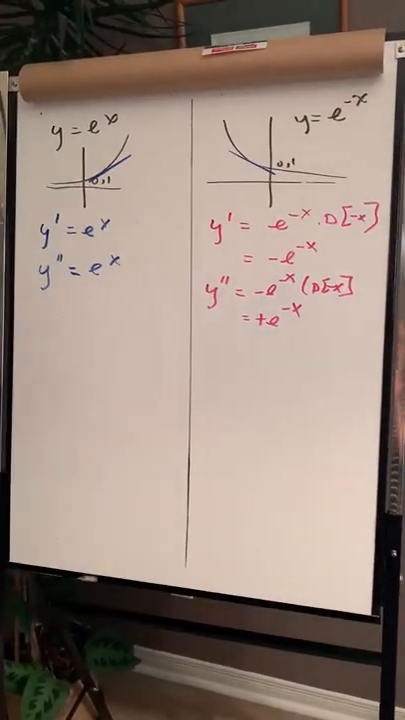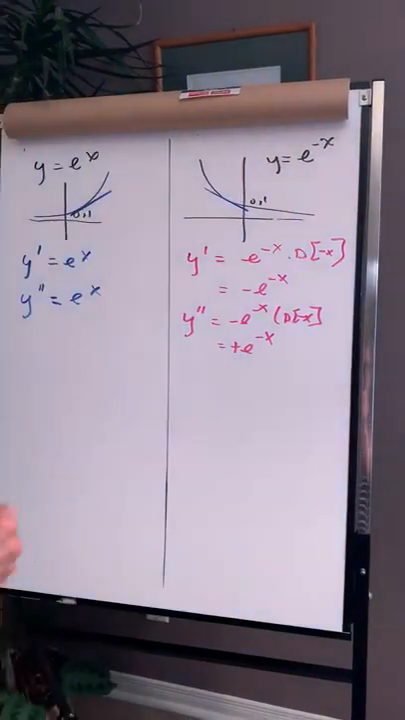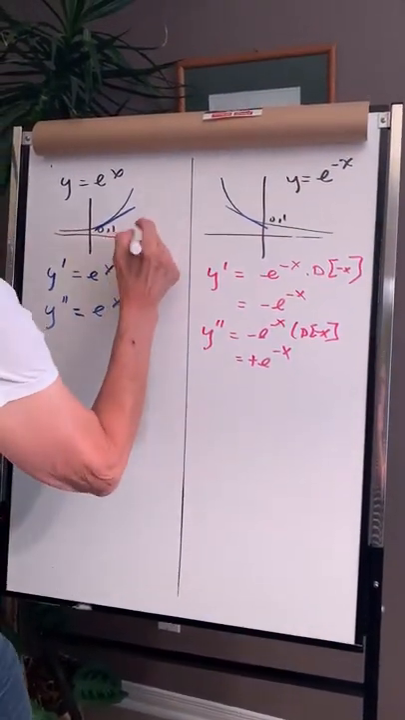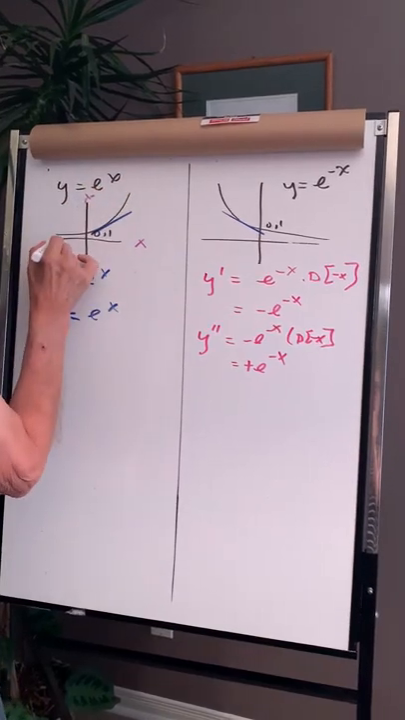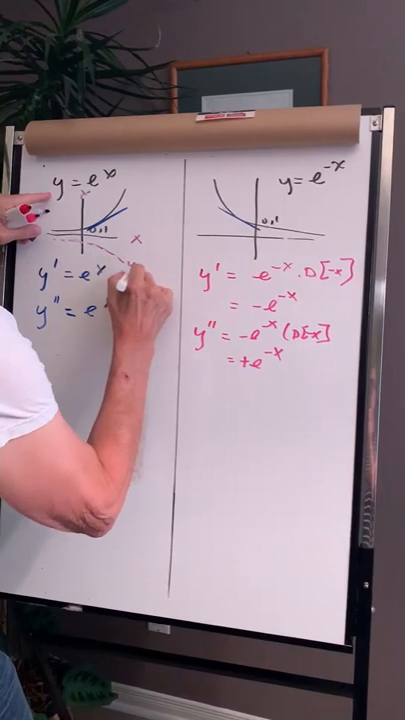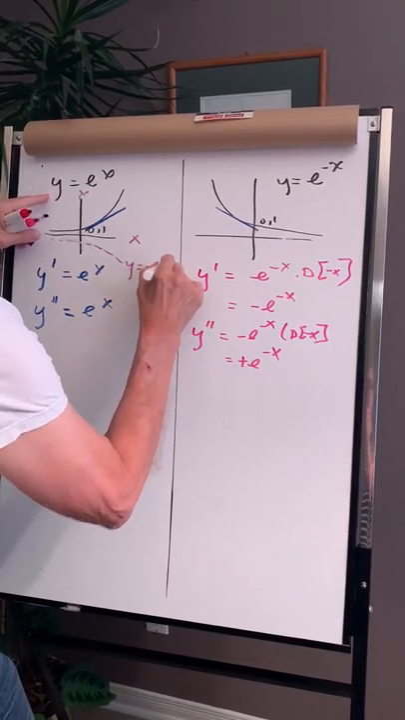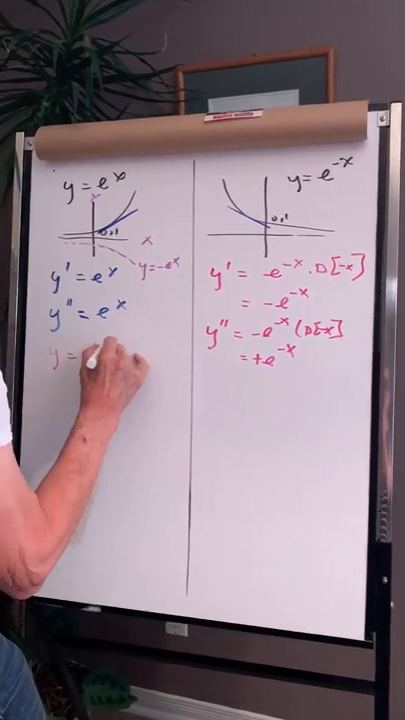Okay, now let's reflect this here in the x-axis. Okay, we're going to reflect it in the x-axis. It's going to look like this. So it's really this curve now is y equals minus e to the x.